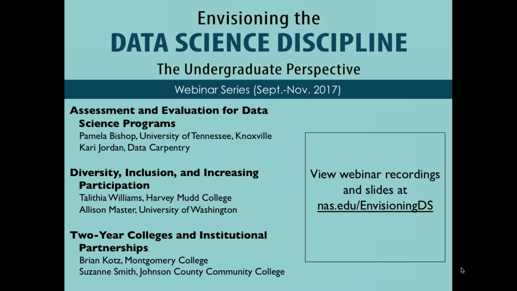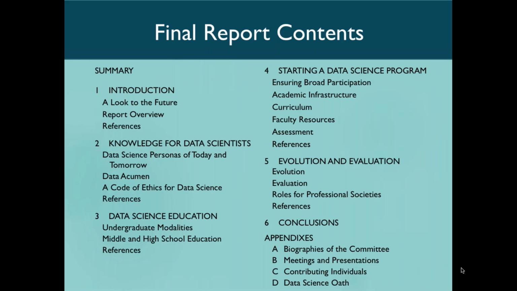And then we closed with 3 webinars at the end of that series on assessment, which I think is critically important to build in early and to really be rethinking. The importance of diversity and inclusion in terms of participation in data science to avoid some of the problems that we've seen historically in some fields, and really exploring the important role that 2-year colleges play. We've had the recent 2-year college data science summit, and that's also something that's really mentioned in the envisioning report.